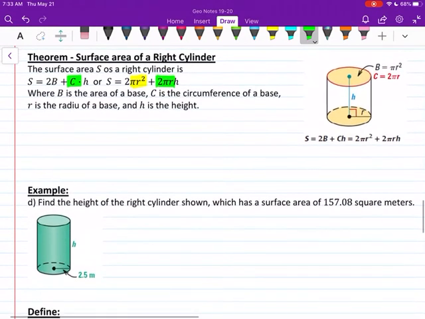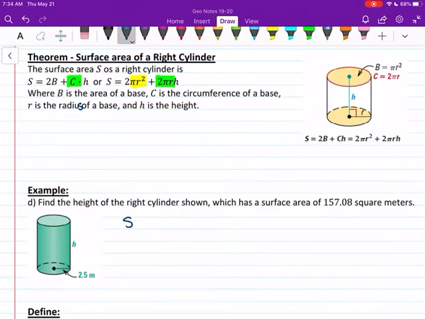So let's try an example. And this should say radius, typo there. Okay, find the height of the right cylinder shown, which has a surface area of 157.08 square meters. All right, so this is great because they give us the surface area and we want to find the height. Okay, what else do we have? We have the radius is 2.5 and that's it. That's all they give us.